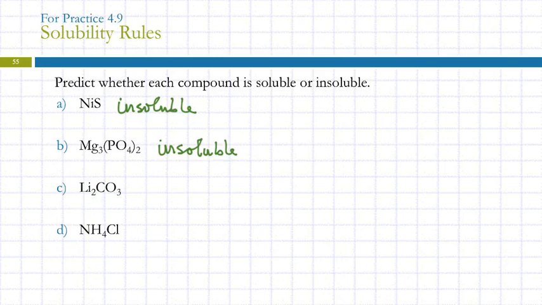About lithium carbonate. Soluble, because the first line, if it's got lithium in it, it's soluble, no exceptions. So we don't need to look at anything else. This one's soluble. Ammonium chloride. Soluble. Ammonium is also on that first row. Okay?